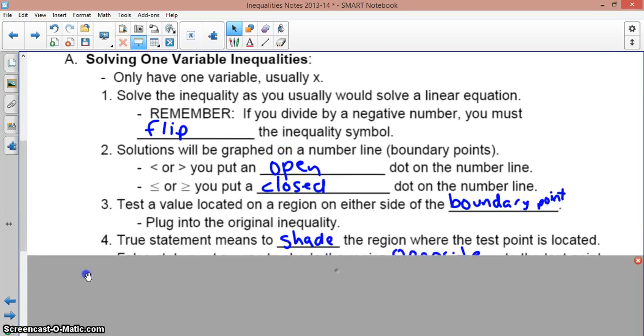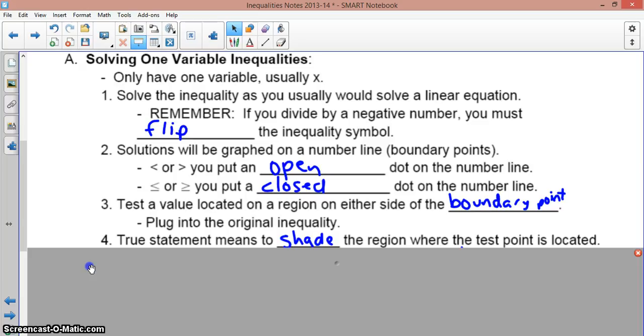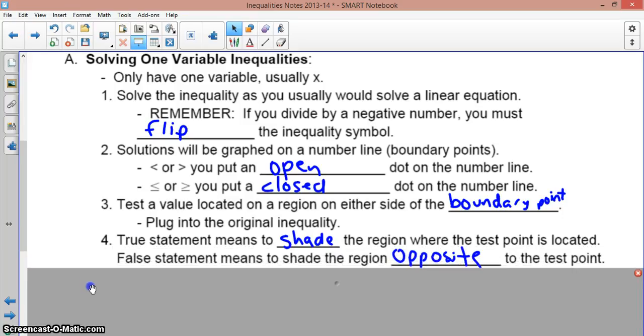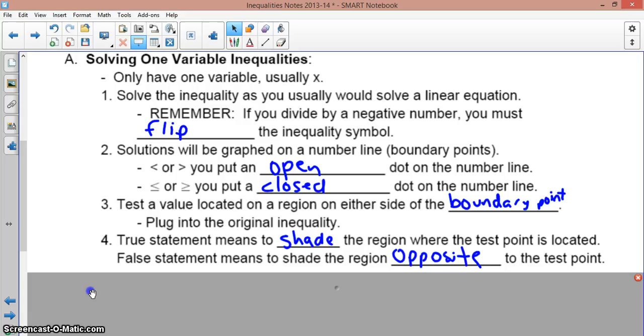And then you have to figure out how to shade. Inequalities always get shaded, so you can test a value located on a region on either side of that boundary point, plug that number into the original inequality. A true statement means to shade the region where the test point is located, and a false statement means to shade the region opposite to the test point.